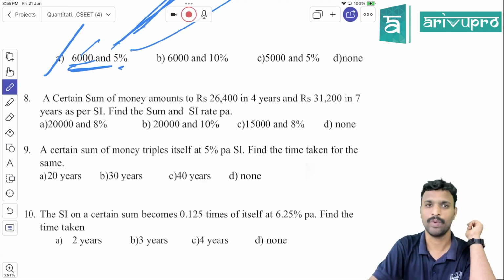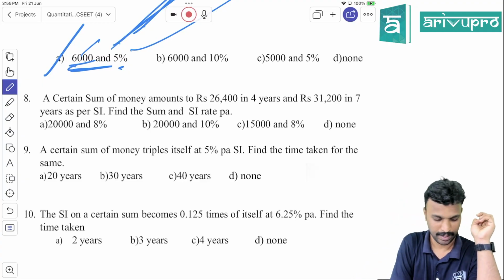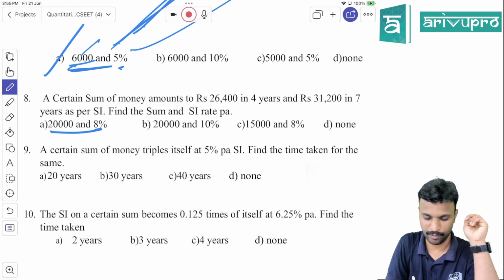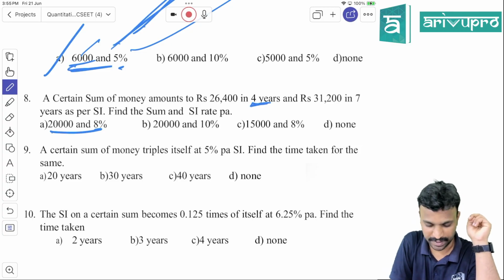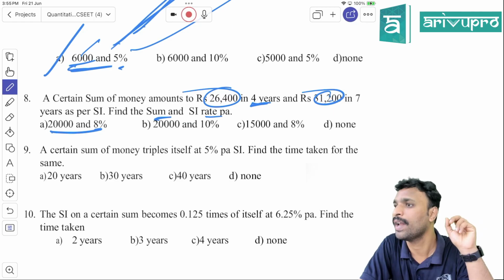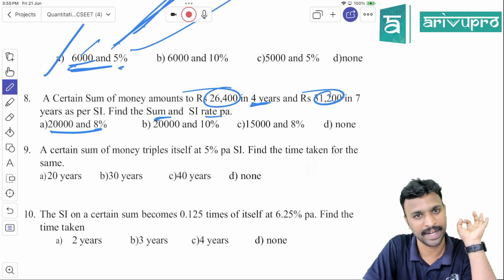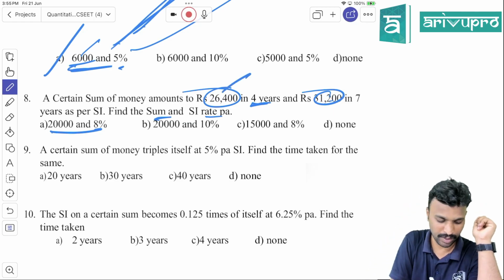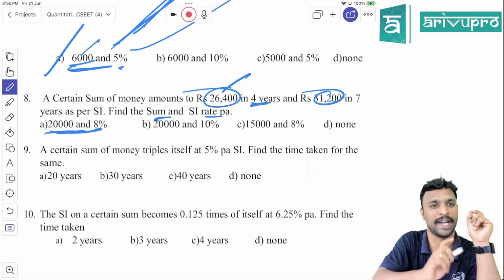Check this. Once again, the same kind of question. 20,000 and 8%, 4 years. This is the first amount, this is the second amount. What you need to find? Sum and SI. Sum means principal, and SI is the rate of interest. Now in the amount, we have to satisfy the principal and rate of interest.